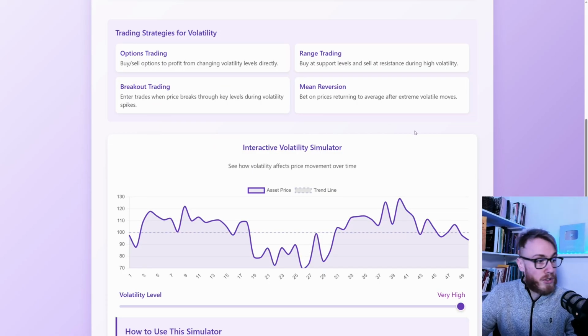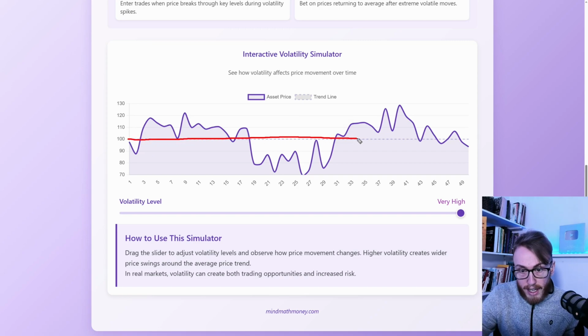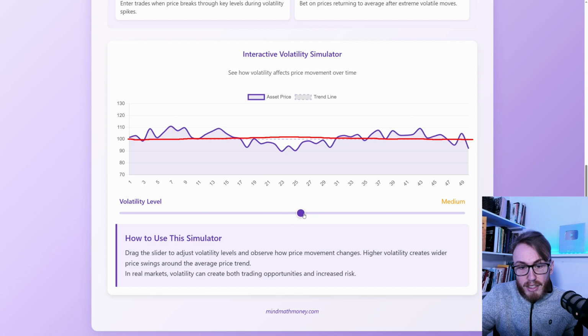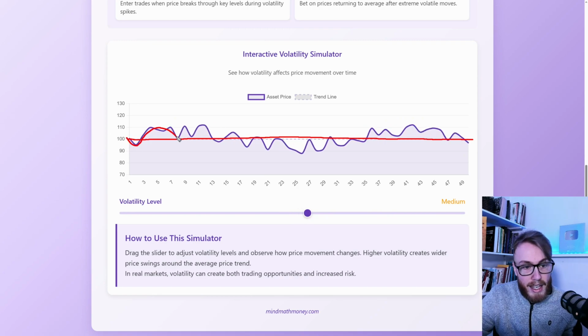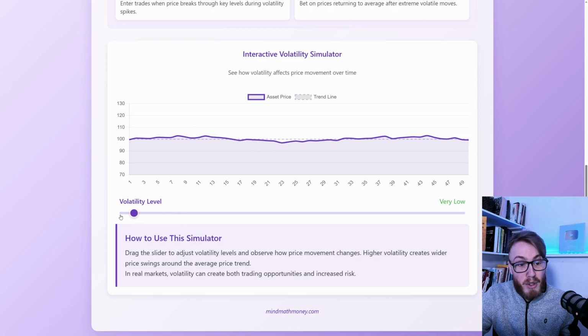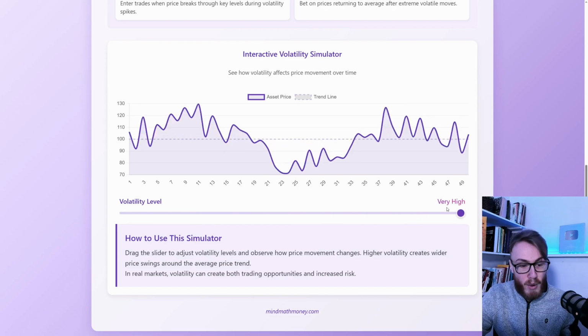But now guys, let's actually move to this interactive volatility simulator. So right now you can see that we have a price chart with an average price of 100, and currently we have very high volatility. You can see this by the slider right here. But as we move the slider to the left, you can see that the volatility decreases. So right now we have medium volatility. You can see that the price swings have gotten much smaller compared to the very high volatility. Right here, the volatility is very high. Here it's medium. But as we go to low volatility, you can see that the price almost touches the average. So hopefully this visualization can help you see the difference between high and low volatility.